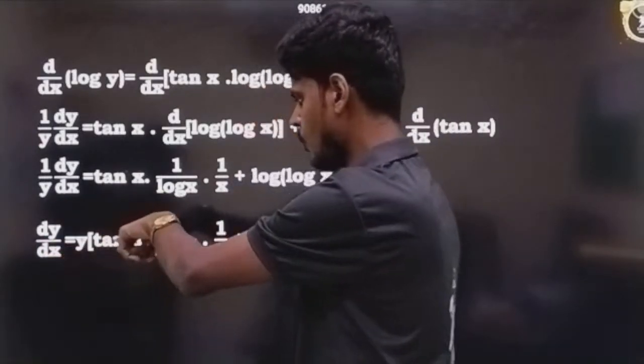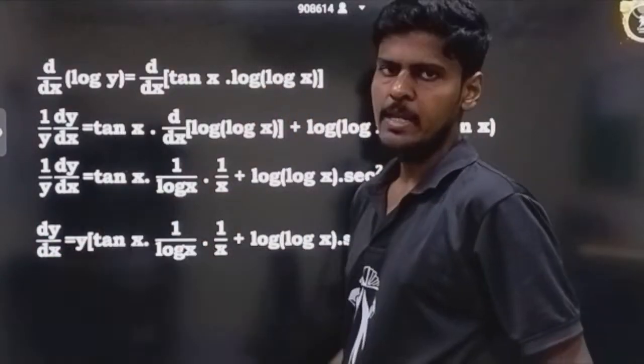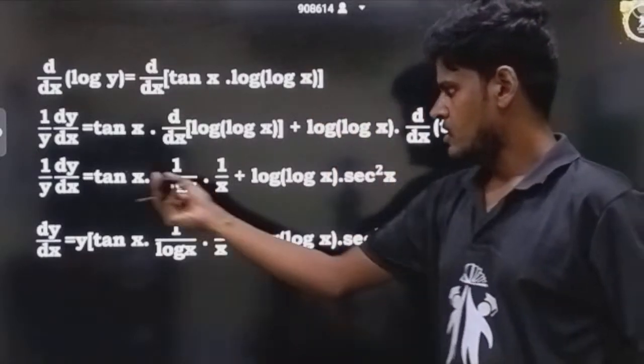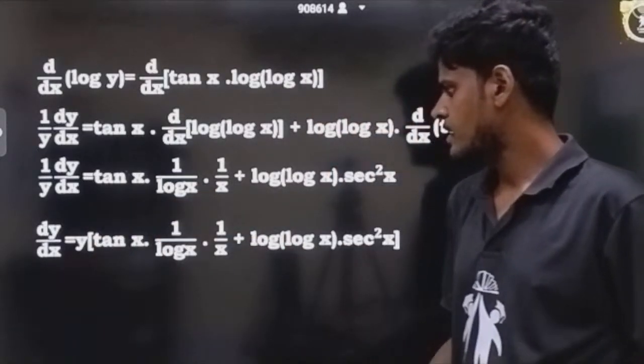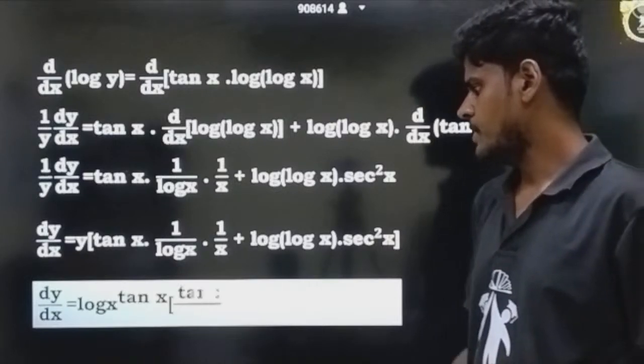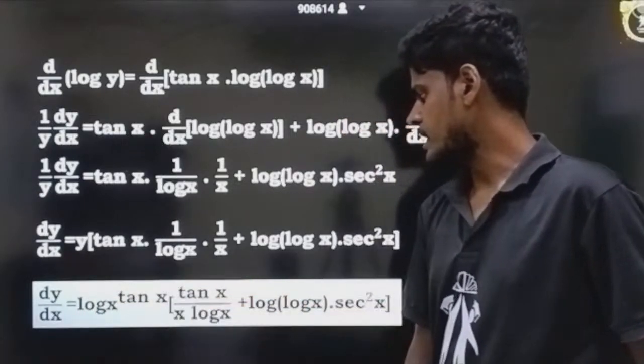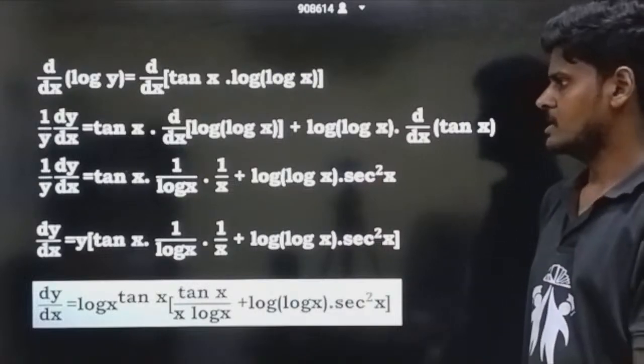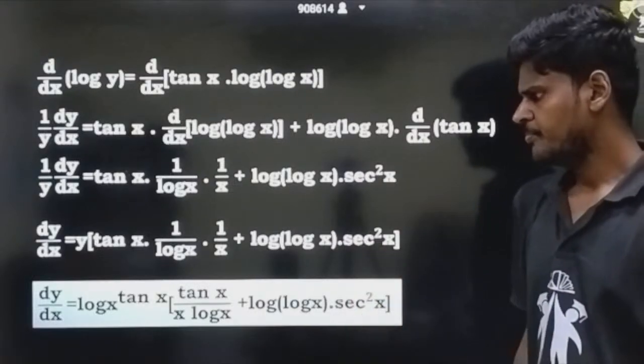So finally, multiply by y: y dash equal to y into this value. And what is y? That is log x power tan x, the function that is given. So the final answer comes out to be dy by dx equal to log x power tan x into this remaining expression. This is the final answer.